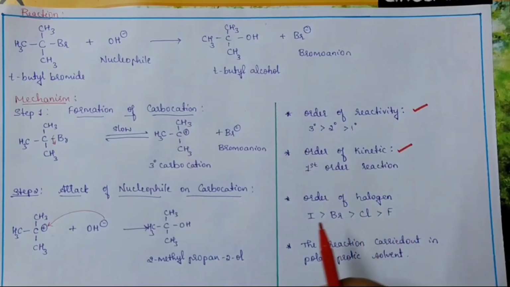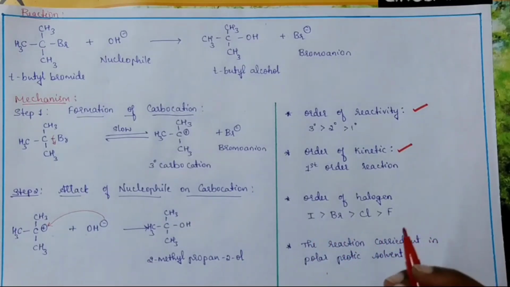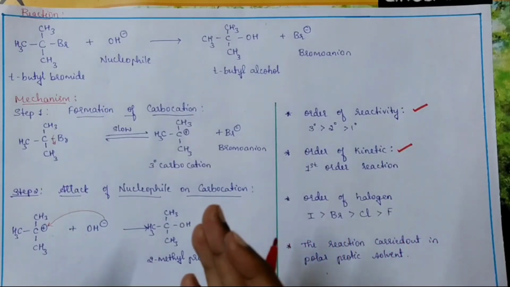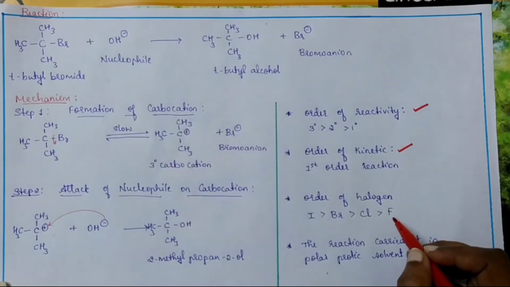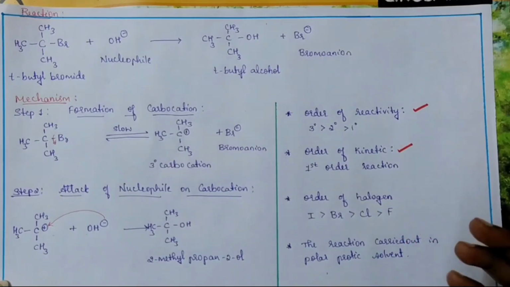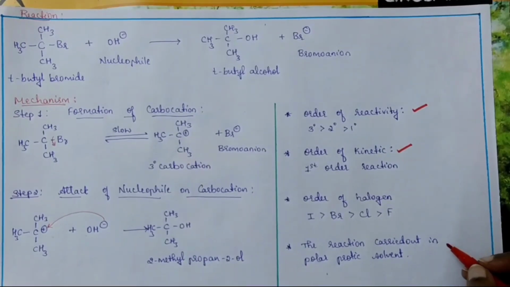The reason is the size of these halogen atoms. Iodine is larger than the remaining halogens. If the size is more, then it is easy to break the bond between carbon and that particular halogen. That is why as the size increases, the reactivity of halogen in SN1 increases. Also remember this order of halogen for your NEET, CET and JEE and other competitive examinations. These are the 4 factors you must remember.